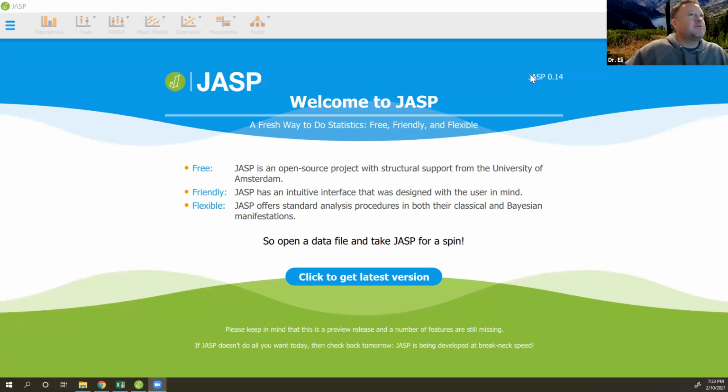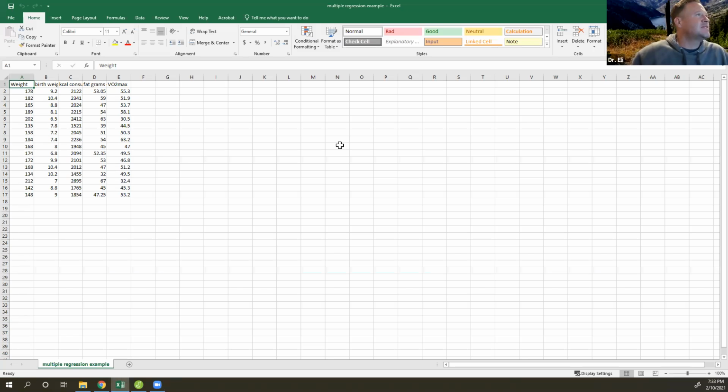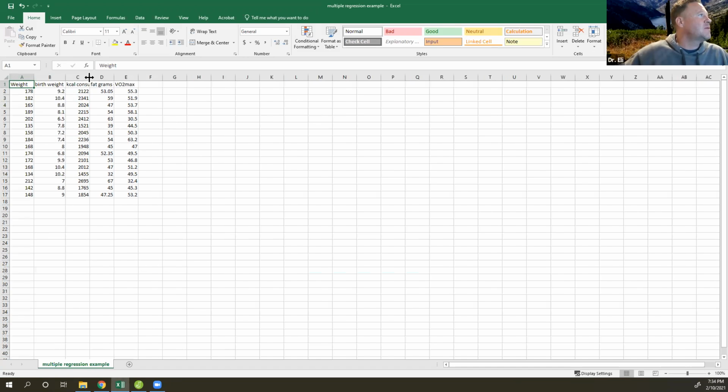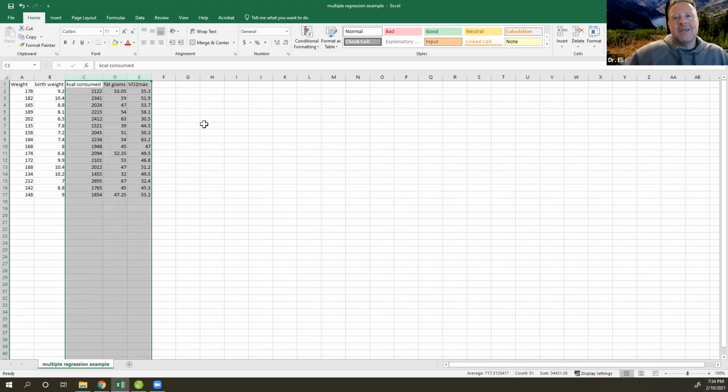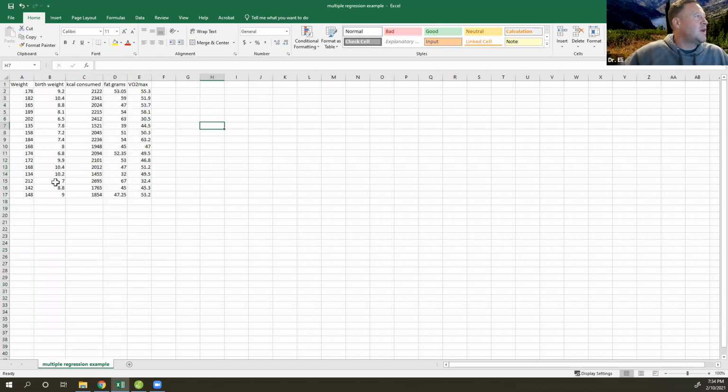So I'm going to share my screen here for you. Here I have my JASP program, which I open up, and it's going to look something like this. If I have an Excel document, and suppose I am curious, what is the relationship between somebody's body weight now and some other variables, like birth weight, calories consumed, fat grams, VO2 max? Well, let's just pretend that I didn't have this data yet, and I was just curious, is there a relationship between somebody's body weight as adults compared to what they were when they were born? That's what we're going to look at.